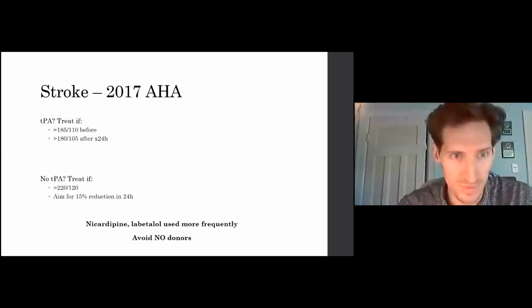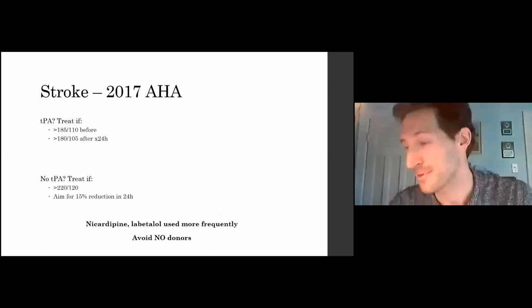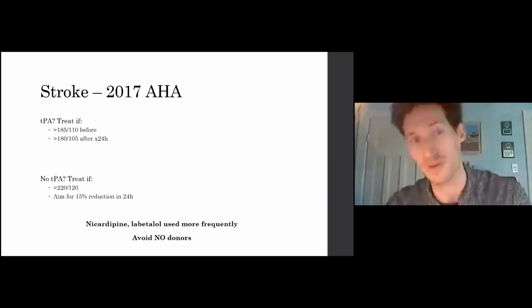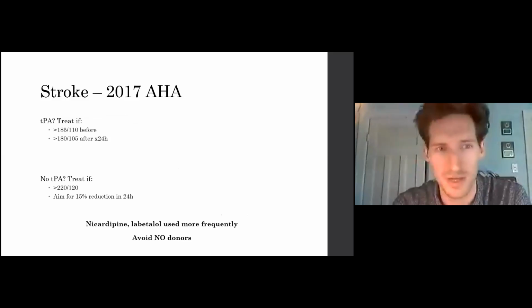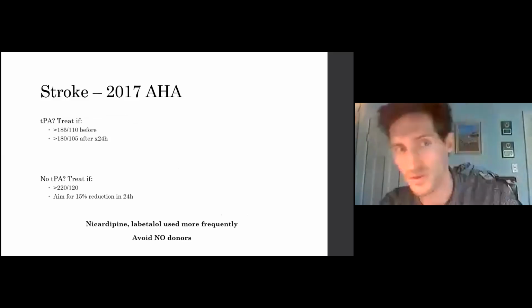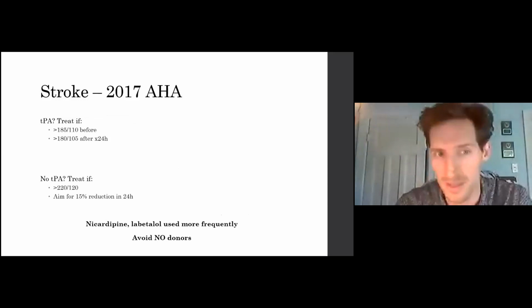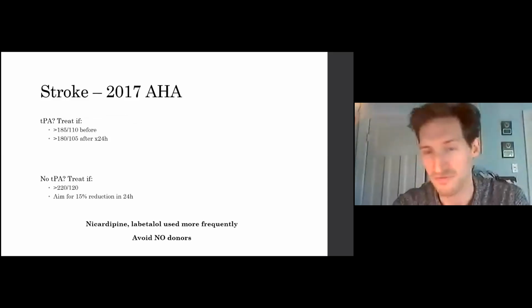In the 2017 guidelines, again, well, and then there's the recent ICAS 3 reanalysis, which maybe will get us away from using TPA. But if you are going to use TPA in stroke patients, your targets before you use the drug should be: you have to treat if they're over 185 over 110, and then maintain them 5 below that for the next 24 hours.